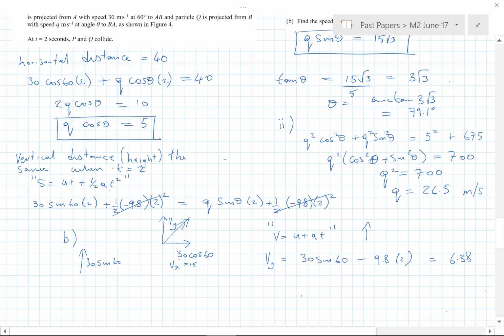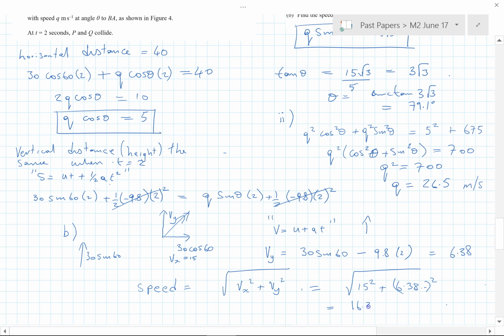It's using Pythagoras on that. The speed is these two components squared, added, and then square rooted. So that's 15 squared plus 6.38, using the exact number, squared, and when we work it out that comes to 16.3 meters per second. Okay, so one more question to go and then we're done with this paper.